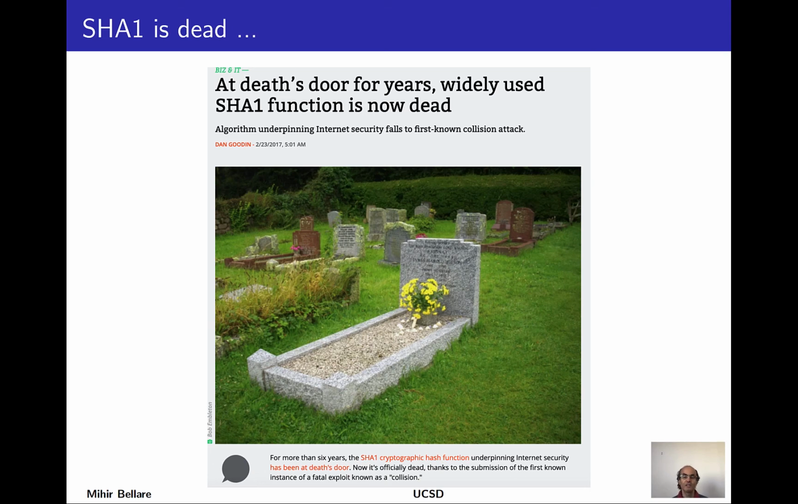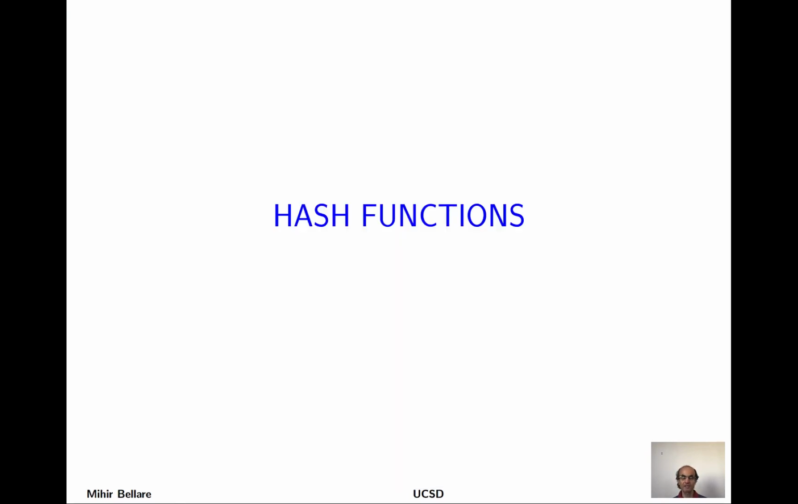Everyone, you might recall a little while back hearing news that the SHA-1 hash function had been broken, and the amount of publicity and attention given to this is an indication of the importance of the primitive here, hash functions.